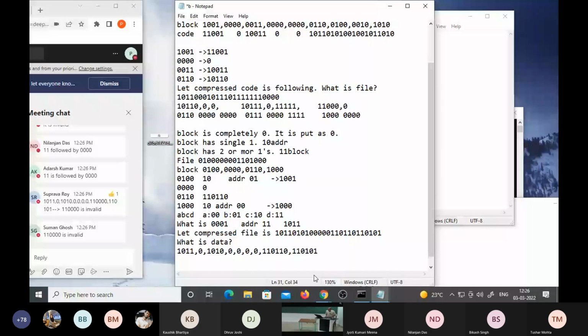1011 is what? 1011 is 0. Third location there is 1. This 0 is 0, 0, 0, 0. At second location there is 1. And 1, 1.